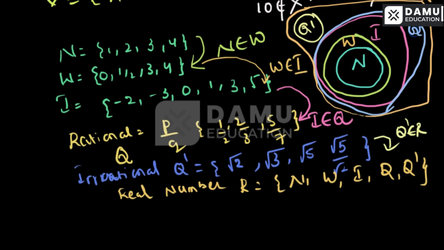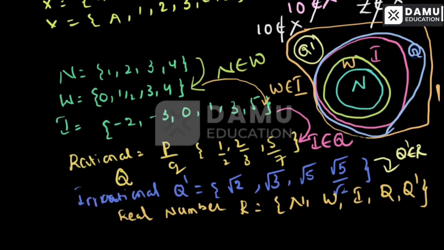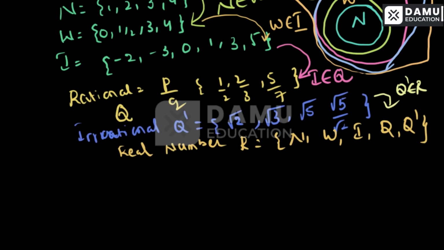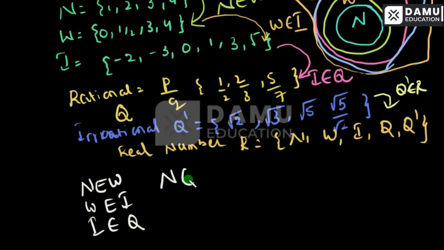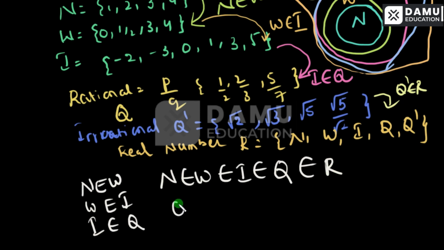Finally, you can write: natural numbers belongs to W, whole numbers belongs to integers, integers belongs to rational numbers, and rational numbers belongs to real numbers. Then irrational numbers, Q dash, also belongs to real numbers. Real numbers is a combination of rational and irrational numbers.